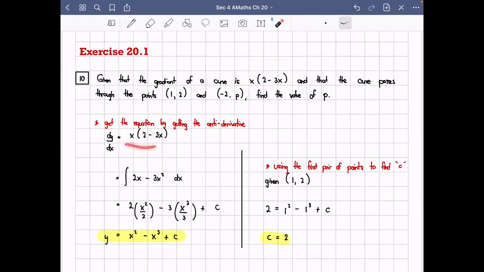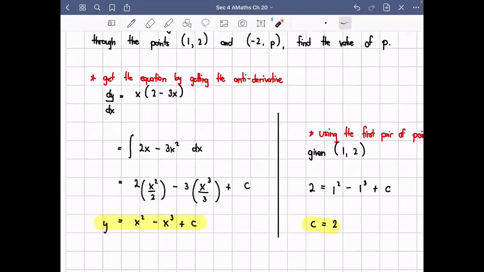Simplifying or rewriting this, we get 2x minus 3x squared. Getting the antiderivative of each, 2x becomes 2 times the antiderivative of x, which is x squared over 2. Canceling this, you get x squared. The antiderivative of 3x squared is simply 3 times x cubed over 3, and dividing this, you get negative x cubed, plus c. Now, this is your partial equation.